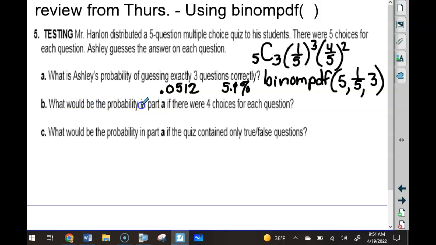What would the probability in part A be if there were 4 choices? What would change if he made it only A, B, C, D on his quiz instead of 5 choices?